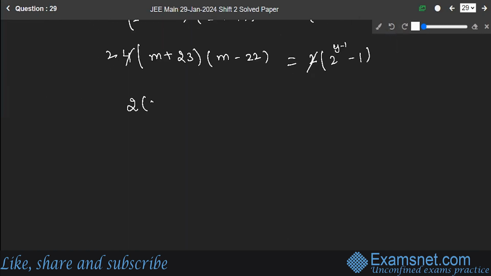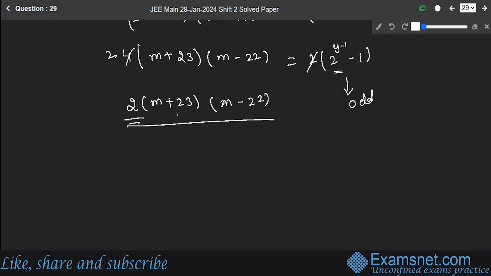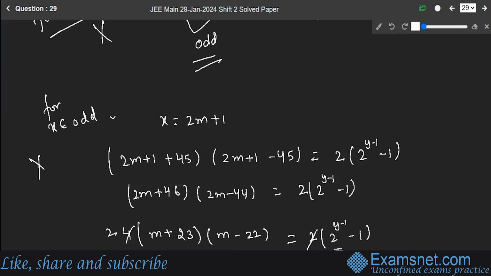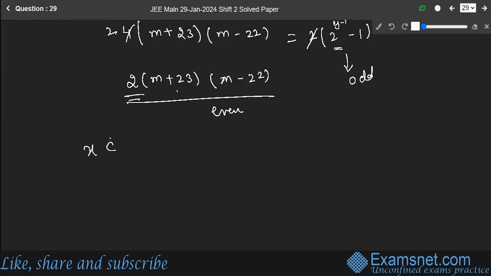You will have 2 to the power y minus 1 minus 1 is equal to (m plus 23)(m minus 22). So this is a power of 2, even number, minus 1. This is odd. Whereas this is, see, multiplied by 2, this whole thing is even. So that means this is not possible. If I take x odd, that is also not giving me any solution. So x neither can be even nor can it be odd. Both are not possible.